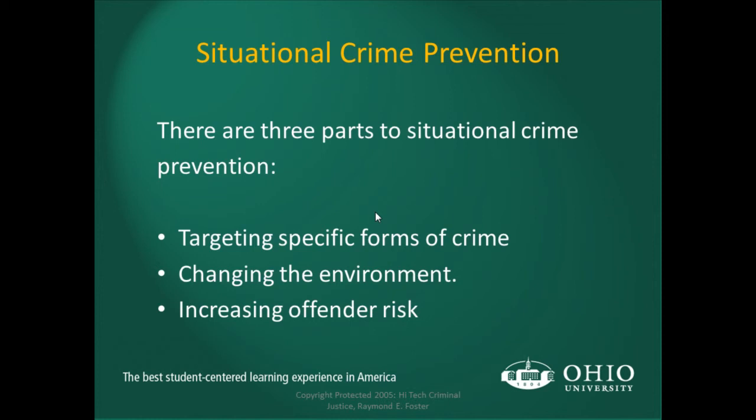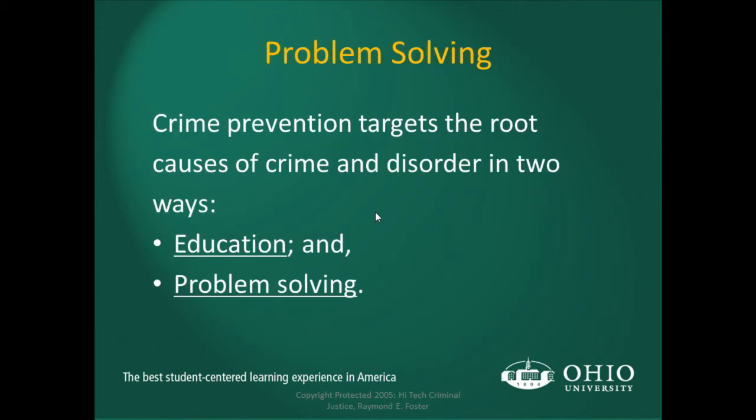So situational crime prevention, that's exactly what I just mentioned there. There are three parts to situational crime prevention: targeting a specific form of crime, in that case theft from motor vehicles; changing the environment, so we either enhance security in those areas from the retailers, educate our consumers; and then increasing the offender risk. By increasing our patrols through those areas, we do that.